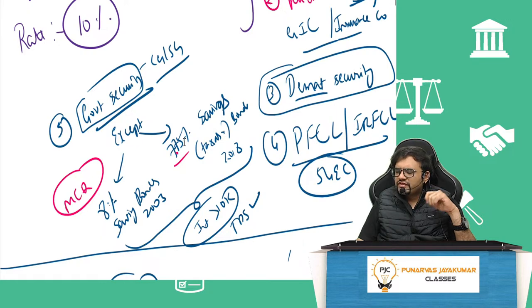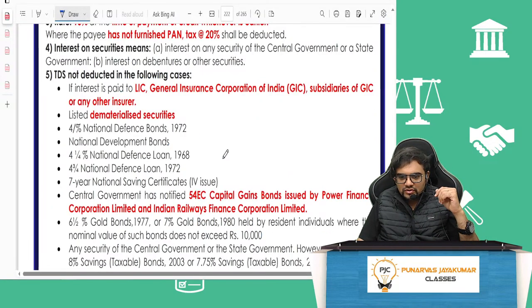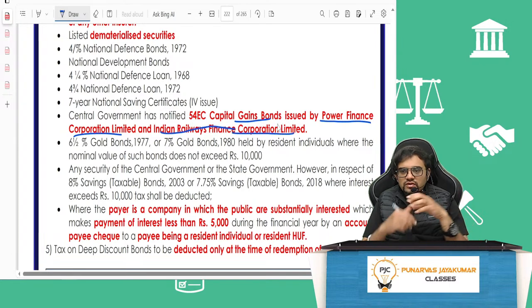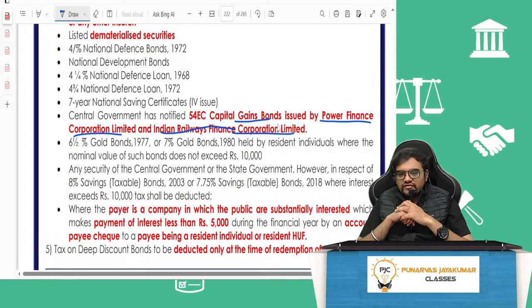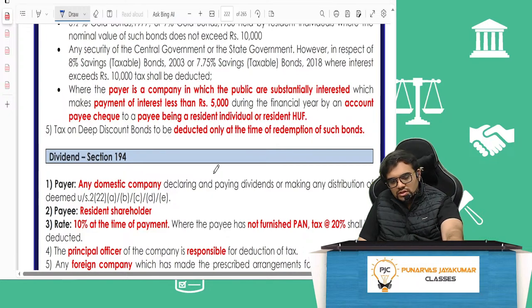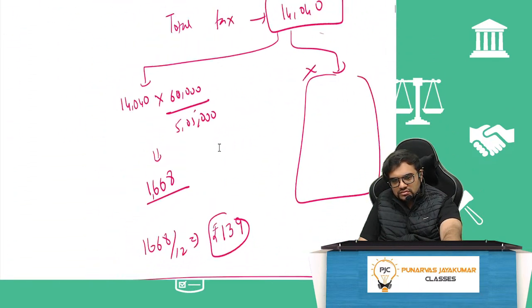Then under 54EC, if you remember in capital gain, we had deposited funds in some account called 54EC. So there are only two cases where it will be exempt, no TDS. That is for capital gain bonds issued by Power Finance Corporation Limited and Indian Railway Finance Corporation Limited. So for Power Finance and Indian Railway Finance Corporation, it will not come. So those are some important areas. 92A we saw.